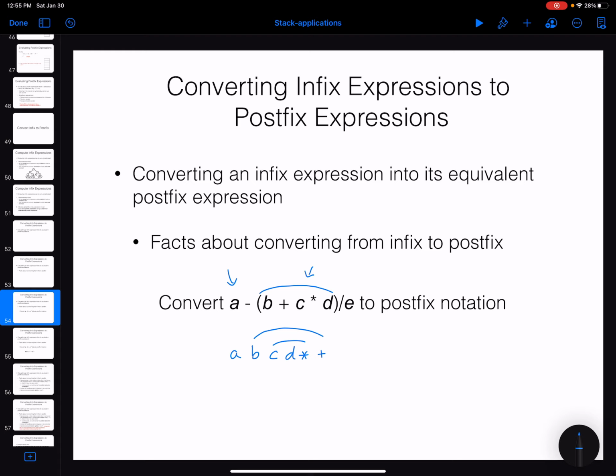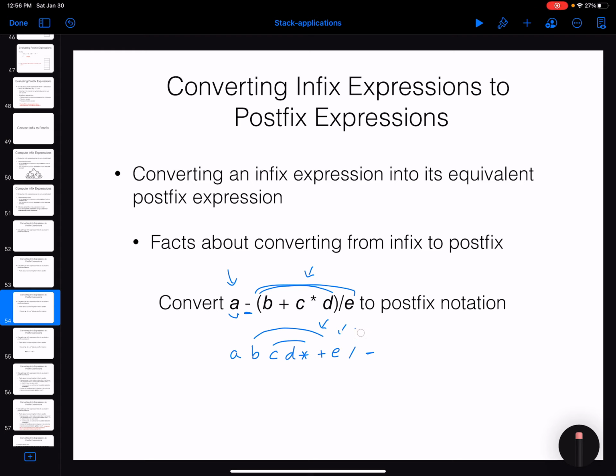So the parentheses part will be calculated first. Then, for example, the operand E, and then division, so it makes sure that the division operator will be applied over E and the result of the parentheses. And then what remains is applying the subtraction between this one and the result of this part wholly, so at the end I will put the minus. So this is going to be the result.